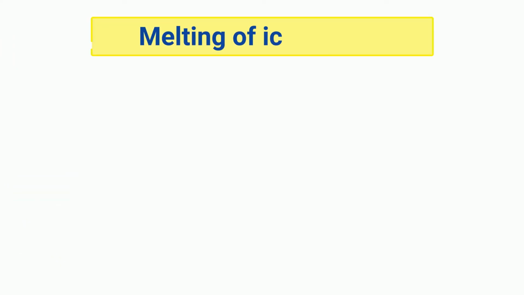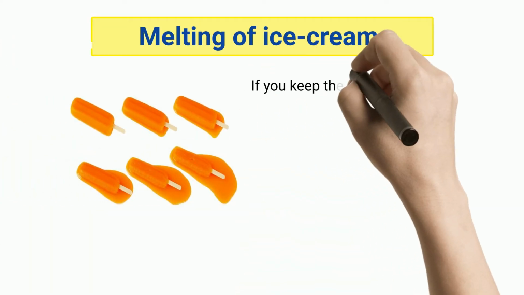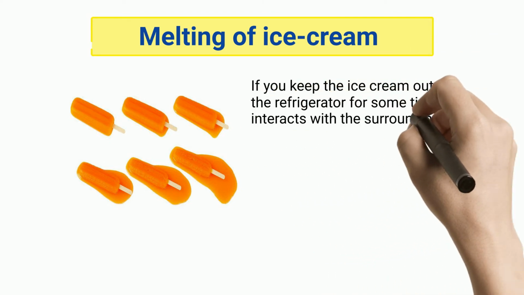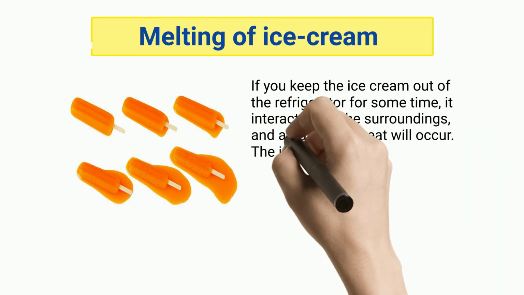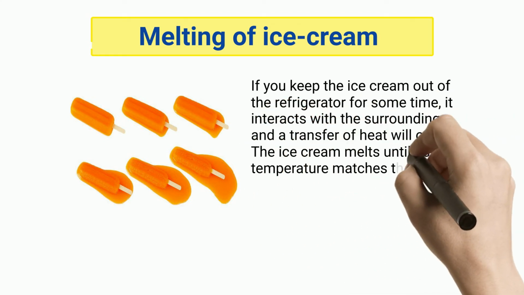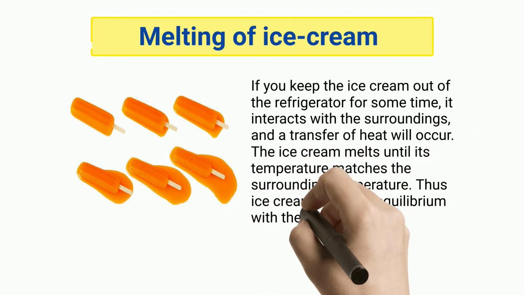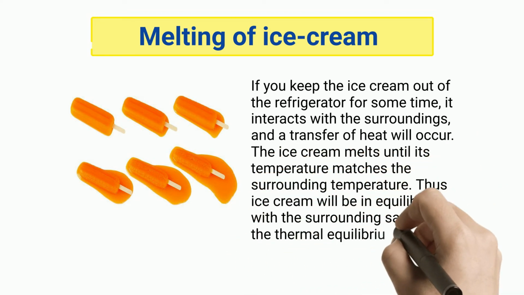Melting of ice cream. If you keep the ice cream out of the refrigerator for some time, it interacts with the surroundings, and a transfer of heat will occur. The ice cream melts until its temperature matches the surrounding temperature. Thus ice cream will be in equilibrium with the surroundings, satisfying thermal equilibrium.